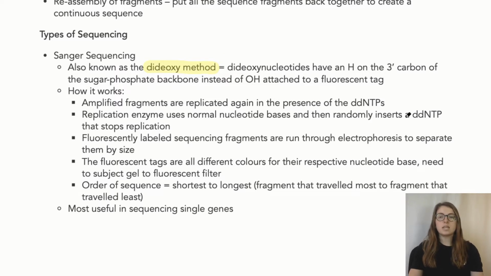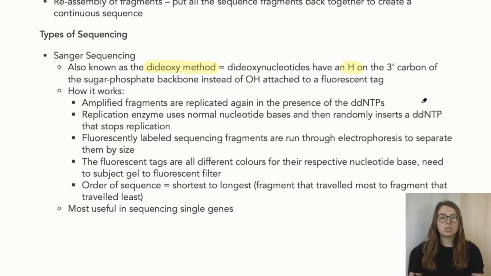How it works is the amplified fragments are going to be replicated all over again, but now instead of in the presence of just normal nucleotides, it will be in the presence of normal nucleotides and dideoxynucleotides, again with that hydrogen on the 3' carbon. The significance of this hydrogen on the 3' carbon is that it will stop replication from happening because there is no available 3' hydroxyl group to make a phosphodiester bond. So replication enzymes will use normal nucleotide bases and then will randomly insert these dideoxynucleotides that will stop replication.